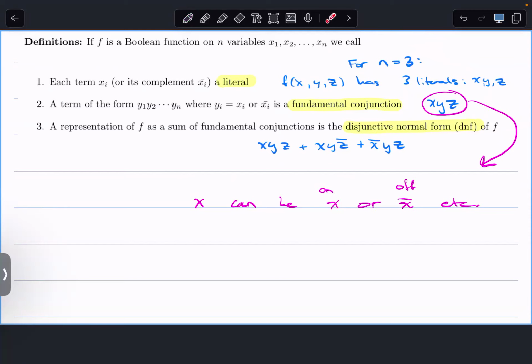Now, if you represent F as a sum of fundamental conjunctions, then that's what the disjunctive normal form is. It's going to look something like this: x, y, z plus x, y, z bar, plus x bar, y, z, right? It's just an expansion. Now, there are two things that we can do to find the DNF, which is the only kind of hard thing that I want you to be able to do.